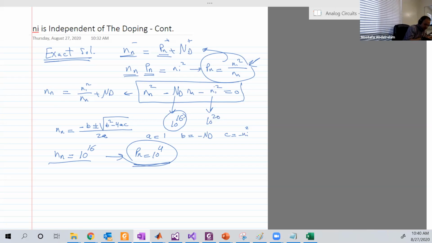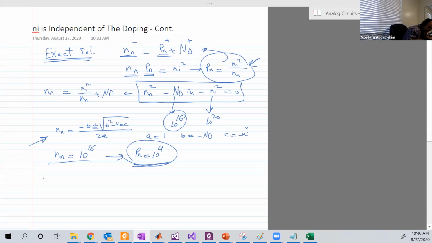Of course, if we look at this equation here, one solution is not valid because minus b minus this guy here will be a minus, and of course we don't have a concentration with minus, so it will be minus b plus only. This is the only acceptable solution over 2a.